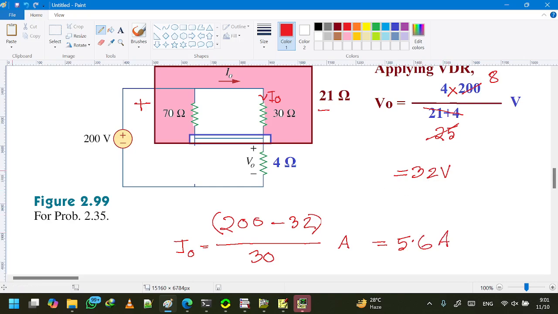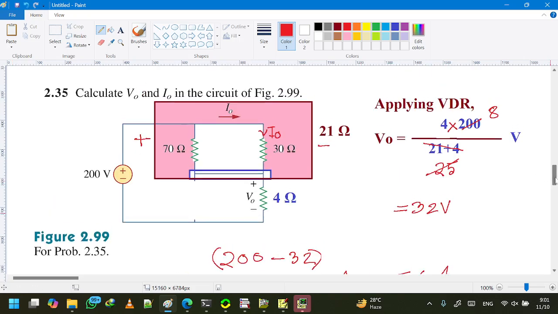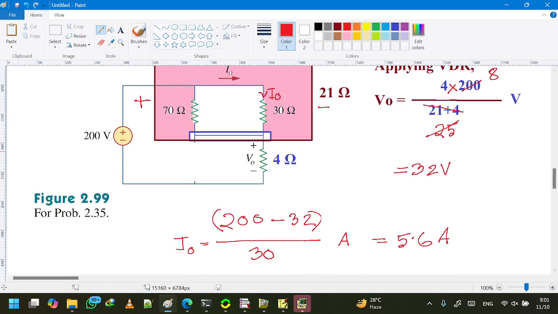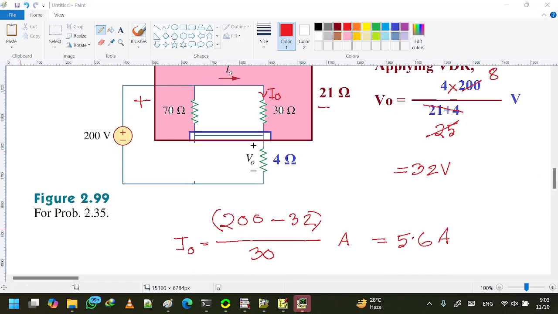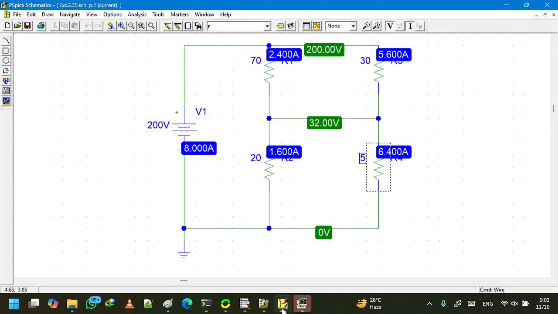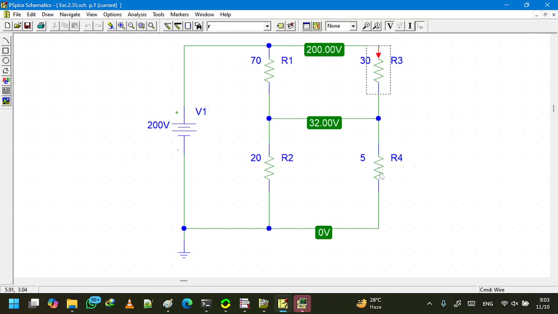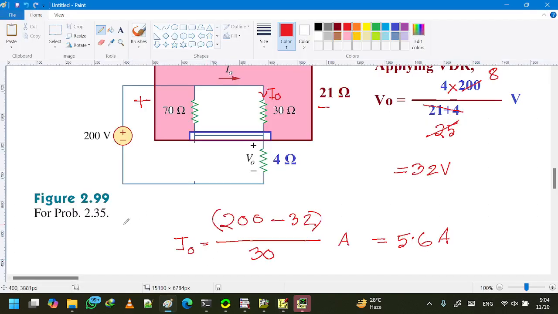I'm being skeptical about the answer, so let us simulate this in PSpice and see if the answers are correct. From the PSpice simulation, we see that the current through this 30 ohm resistor is 5.6 ampere and the voltage across this R4 resistor is 32. So 32 minus 0 is 32. So this confirms our answer.